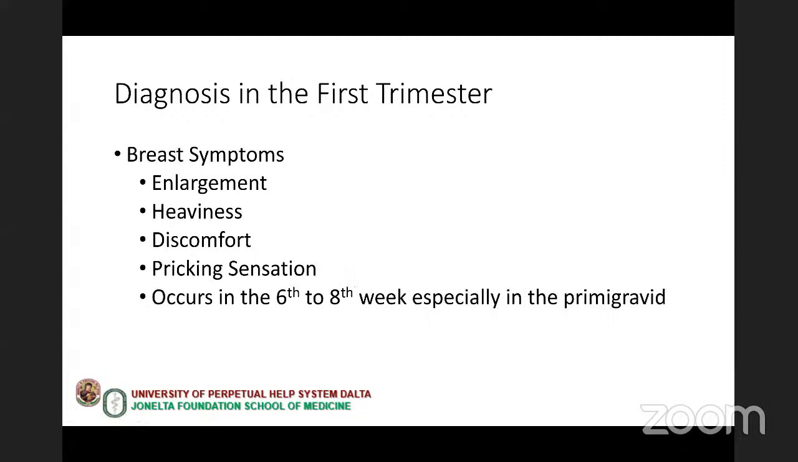Okay. What happens to the breast? So your breast starts to have physiological changes. It starts to enlarge. It starts to get heavy. There's slight discomfort. Pricking sensation, which would occur usually in the 6 to 8 week, especially in the primigravid.